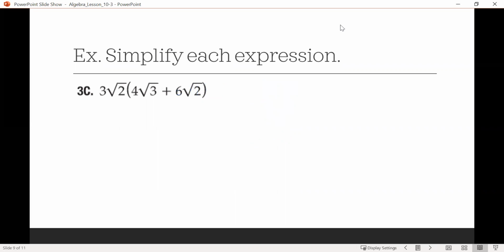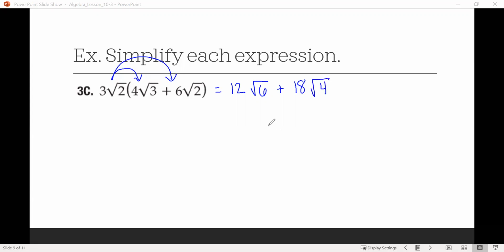Okay, next problem. Now here we're going to be using the distributive property, okay, because we have a term outside of a parentheses, okay? So we would multiply 3 times 4. Those are the terms in front of our radicals. So that would be 12. And then the radicands under 2 times 3 would be radical 6, plus 3 times 6, which is 18. And then radical 2 times radical 2 would be radical 4.